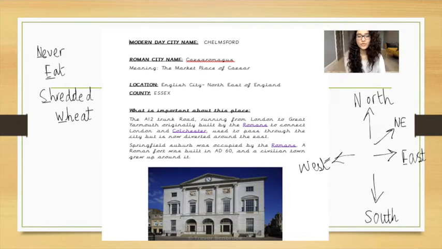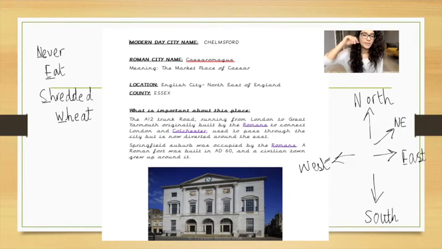The A12 trunk road running from London to Great Yarmouth, originally built by the Romans to connect London and Colchester, used to pass through the city, but is now diverted around the east. So that's an interesting or an important fact about this place, the fact that it has this road. It was first created by the Romans and is still used today. Even though it's used for different reasons, it's still got a connection to the Roman times, which I think is super interesting.